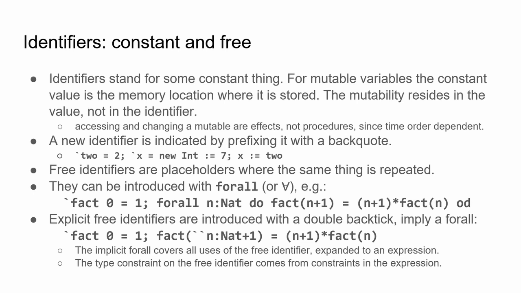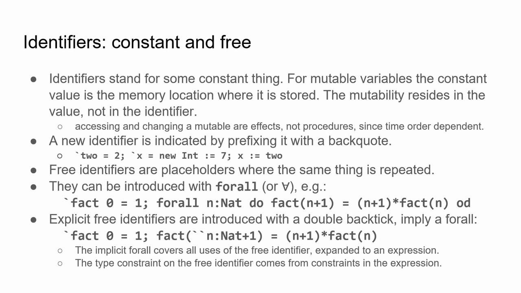Now, free identifiers, by contrast, are just placeholders, which some people like to replace with point-free style, but point-free style is something most of us have a lot of trouble with. So free identifiers are placeholders in some sort of universal for-all type situation. So, an example here, the definition of the factorial: we could say for all n, which is a natural number, the factorial of n plus 1 is n plus 1 times the factorial of n.